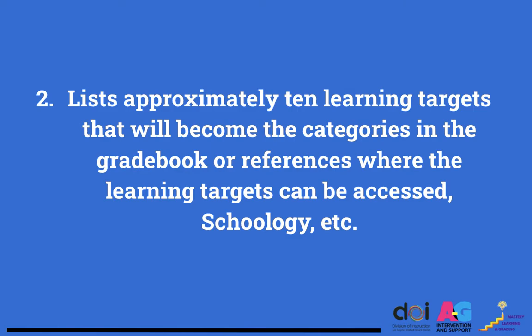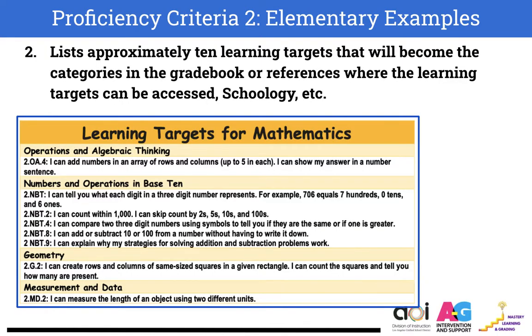Lists approximately 10 learning targets that will become the categories in the gradebook. In this example, the teacher has listed a few learning targets for math, and they have organized these by domain. So they've included learning targets that are going to inform that domain scoring practice. So for example, in operations and algebraic thinking, they have one learning target. I can add numbers in an array of rows and columns up to 5 in each. I can show my answer in a number sentence.